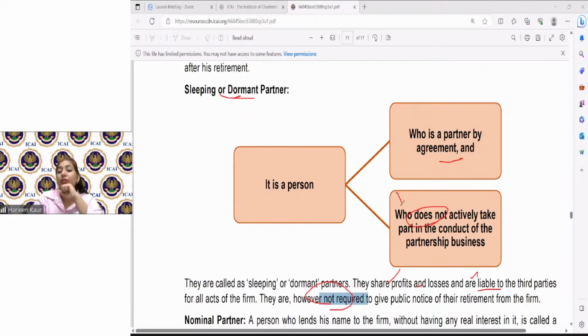So the only 2 points of difference are he is not participating in the business and he is not required to give the public notice. So what are the 2 points of difference? Neither he gives a public notice nor he is participating in the business. बाकी सारे points same हैं. Agreement से आएगा, profits भी share करेगा and he is also held liable to the third parties.